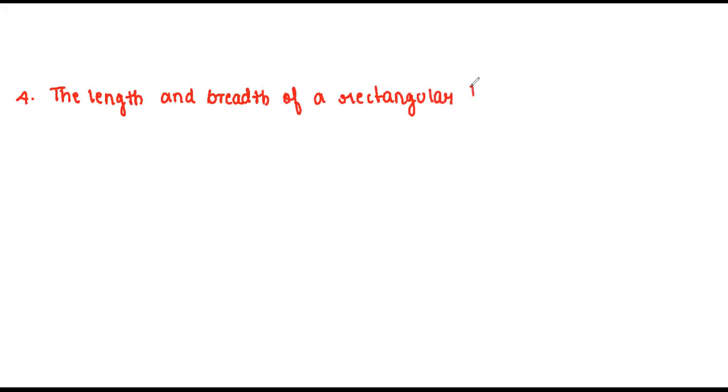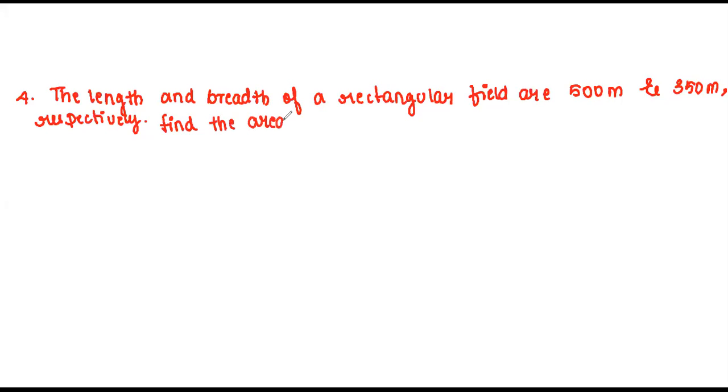Question number 4. The length and breadth of a rectangular field are 500 meter and 350 meter, respectively. Find the area of the field.